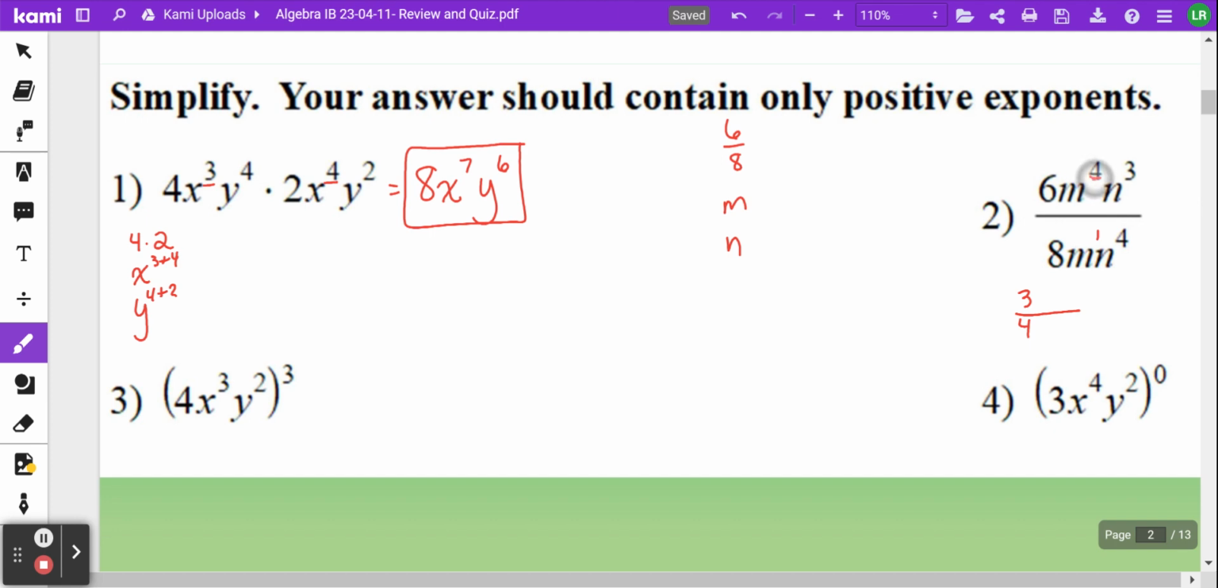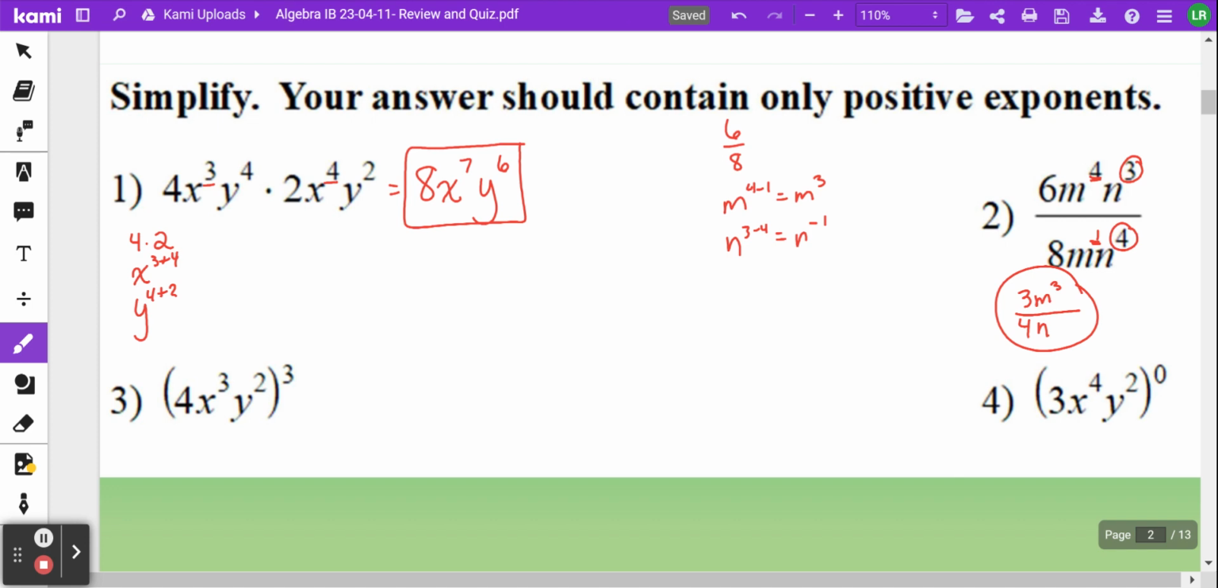So we have 4 minus 1 for the m's. 4 minus 1 is 3. It's positive, so I put it on the top part of the fraction. Okay? For the n's, I have 3 minus 4. 3 minus 4 is negative 1. Remember, the negative tells me to put n to the first on the bottom, and that's my answer.